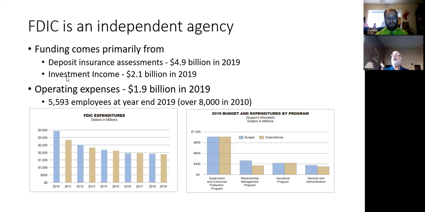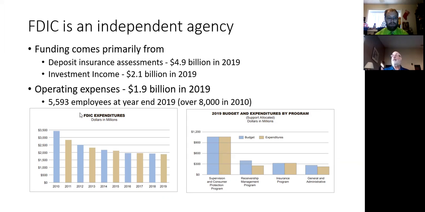Most of its other income comes from investment income. So as I'll explain later, the FDIC's insurance fund is currently $100 billion, and it's invested in treasury securities. And the interest on that in 2019 was $2.1 billion. So there's like $7 billion right there that they collected last year. Their operating budget last year was $1.9 billion. So you can see that the fund grows because the revenues exceed their expenses.